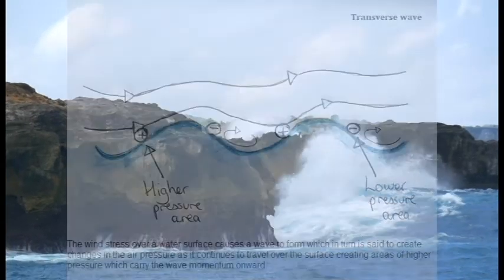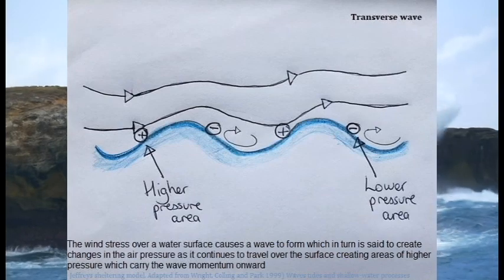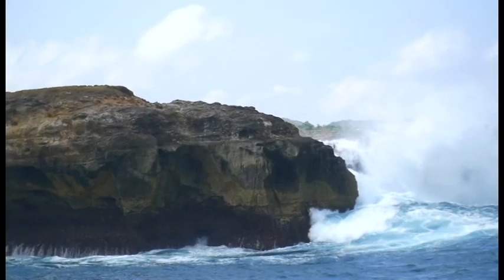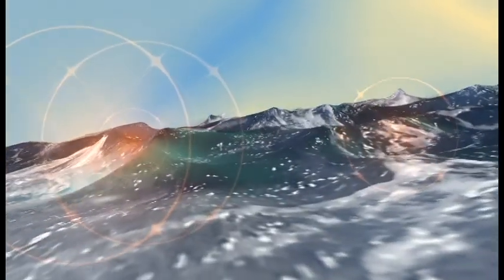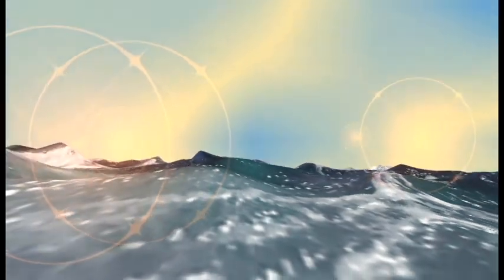The diagram shows the path of the surface wind travelling over the water body. The frictional stress between air particles moving over water molecules passes energy and momentum from one to the other. The wind stress over a water surface causes a wave to form.